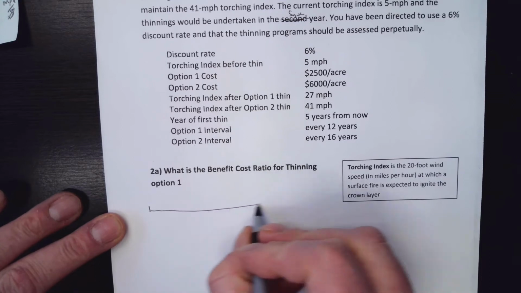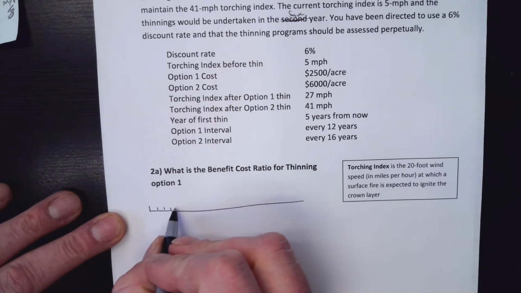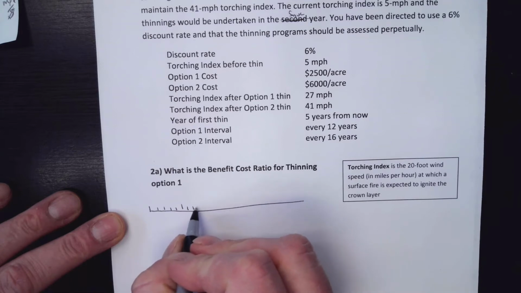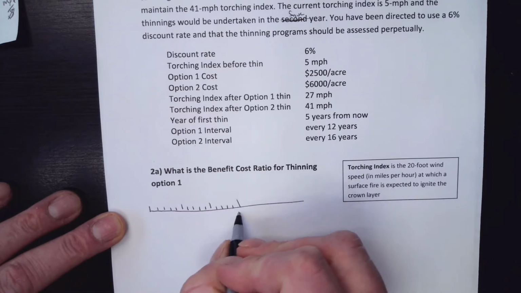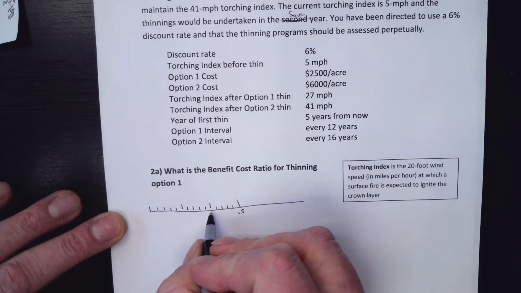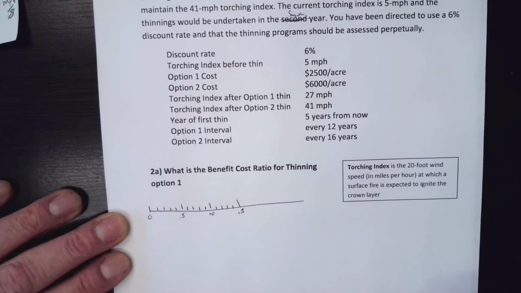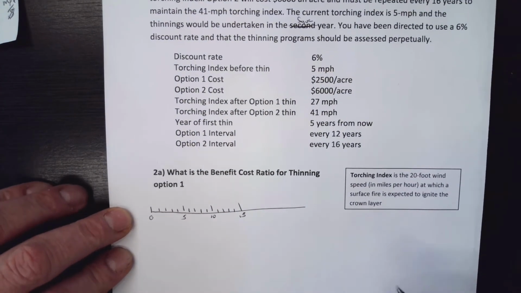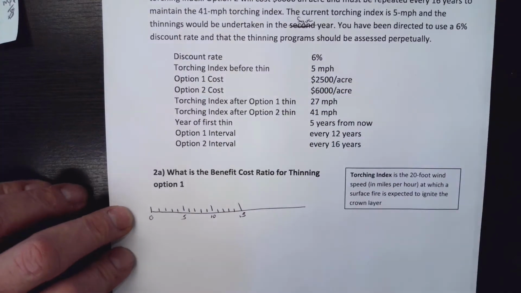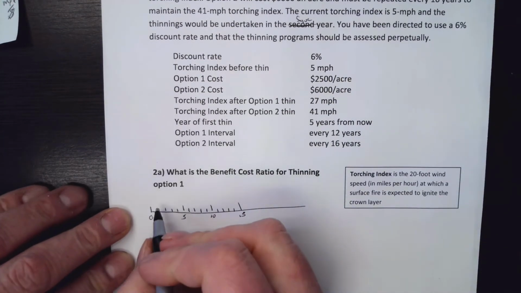As always, the timeline. And so here we have 1, 2, 3, 4, 5, 6, 7, 8, 9, 10, 11, 12, 13, 14, 15, and on and on and on. And we're at year 0. So the first thing let's look at is our benefit. So our benefit is going to be in terms of a torching index. So we want to know what's the torching index in each year.